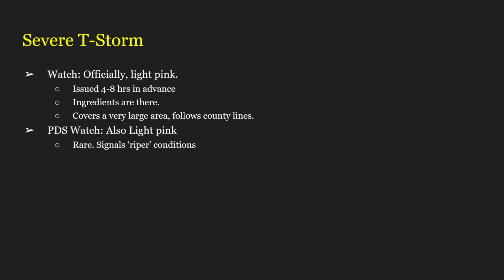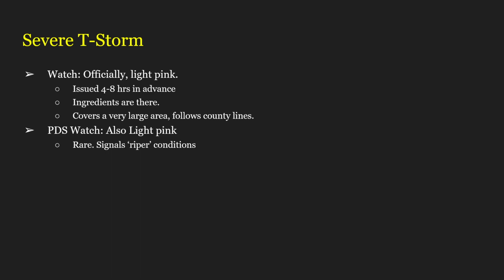There is also the Particularly Dangerous Situation, PDS, Severe T-Storm Watch. These are also officially a light pink. These are pretty rare, but simply signal that there are riper conditions available. These, again, are also issued around 4 to 8 hours in advance and follow county lines.